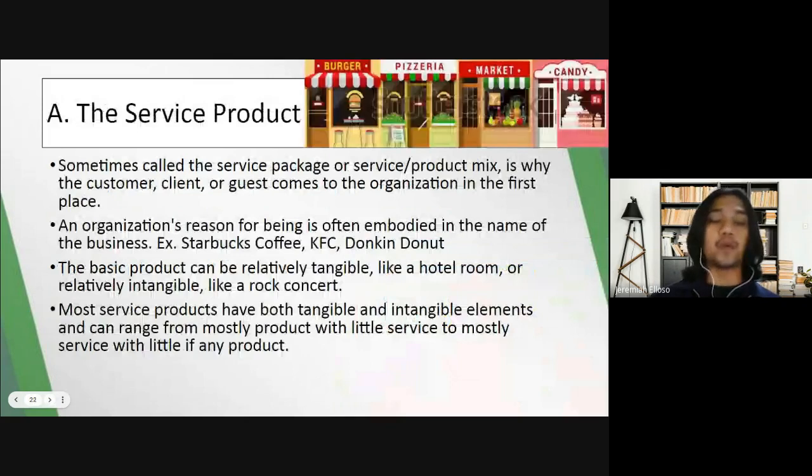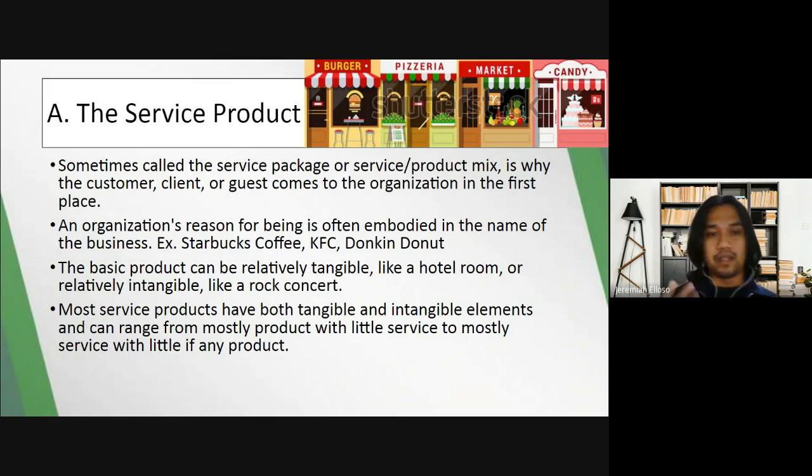So, the first component of the guest experience is the service product. This is sometimes called the service package or service product mix. And it is why the customer, client, or guest comes to the organization in the first place. Just like when you visit a restaurant, obviously the main reason why you go there is because of the food. All right. And maybe there are secondary reasons why you go there.